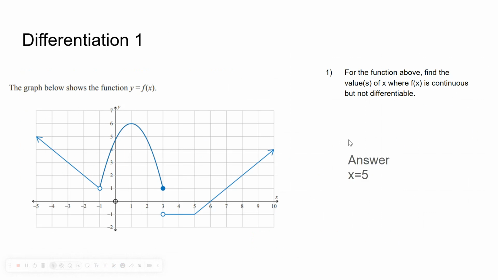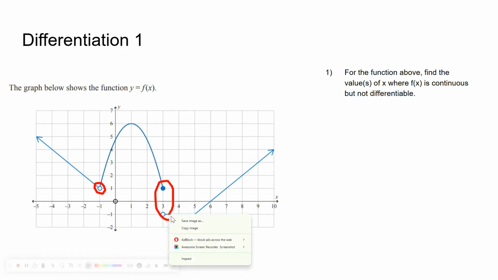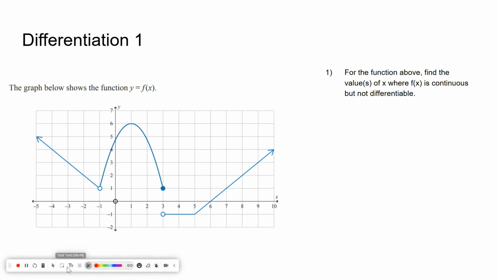All right, let's go back to the question. The answer is shown here, but anyway. If you look at this one, it is continuous, then this is not continuous, and this is not continuous, but otherwise all the graph is continuous. However, at this point we can't differentiate. So that's why the answer is x equal 5.